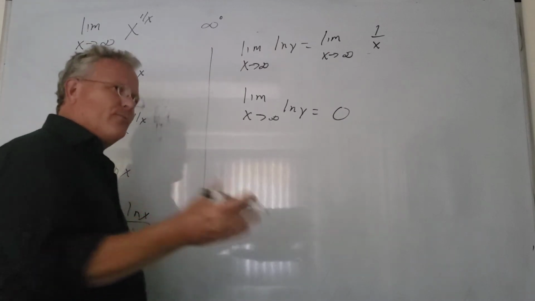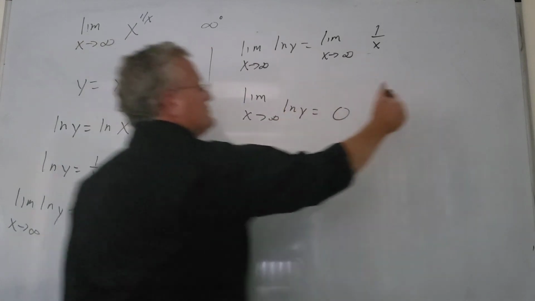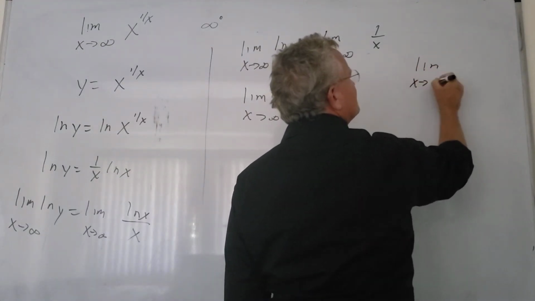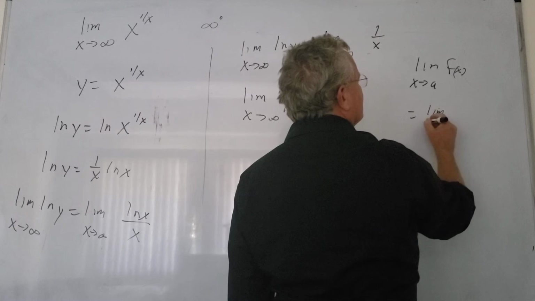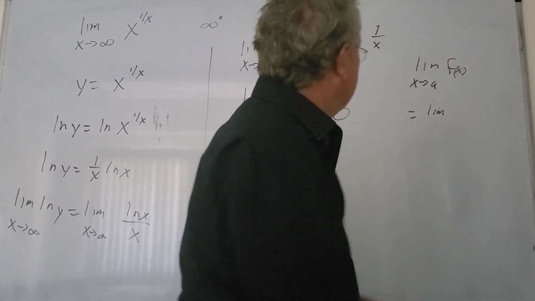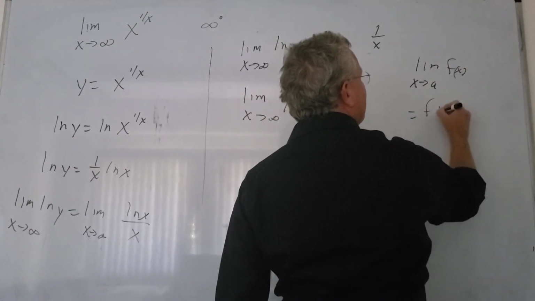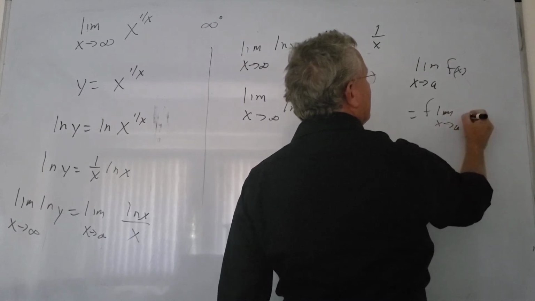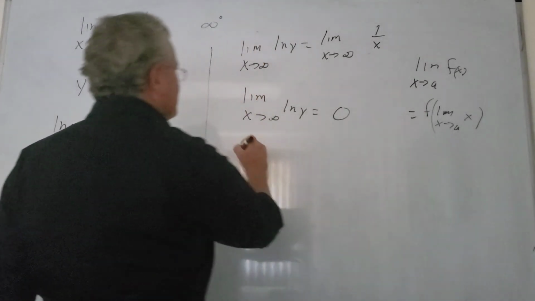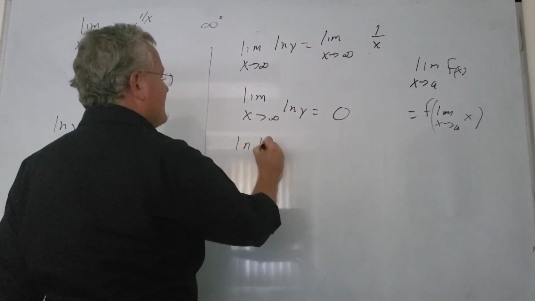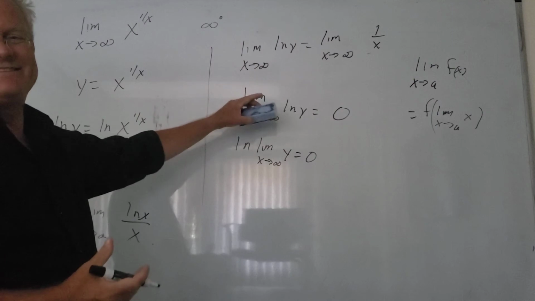Now, just way back at the beginning of the course, remember the limit of a function: the limit as x approaches some number of a function is equal to the function evaluated at that number. So we can think of the natural log of y as the limit as x goes to infinity. Now, this is a technical part.